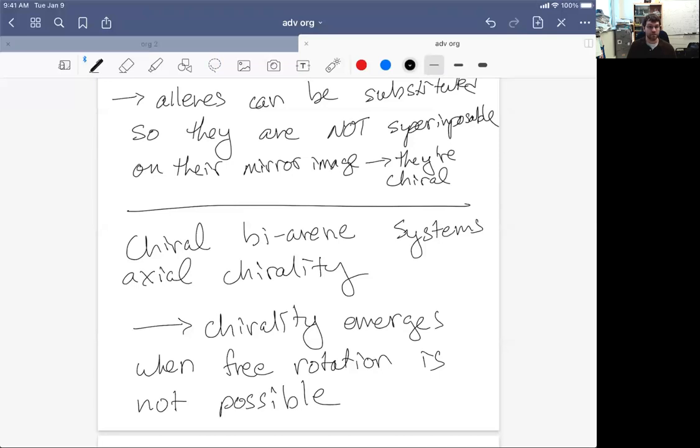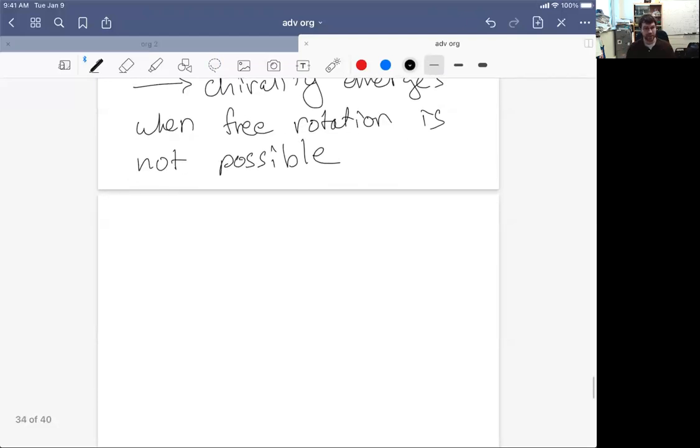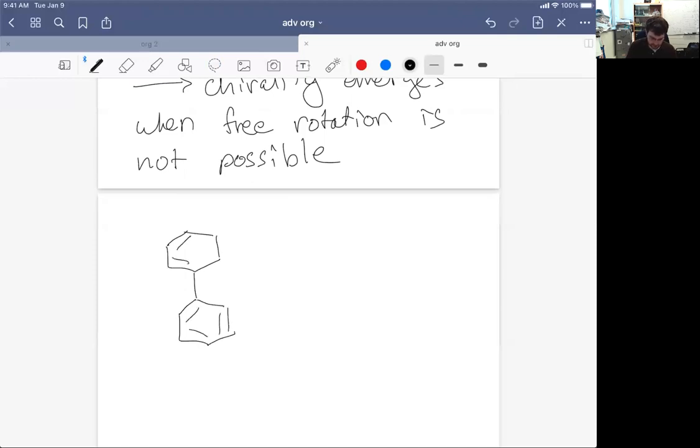Now, if we make that barrier to free rotation so large that we can't undergo free rotation, we have the opportunity to generate more permanent chirality. An example is when you have a biaryl system. An arene is another word for an aromatic molecule, like a bibenzene, for example. It's a benzene connected with a sigma bond. And so this is a biaryl.